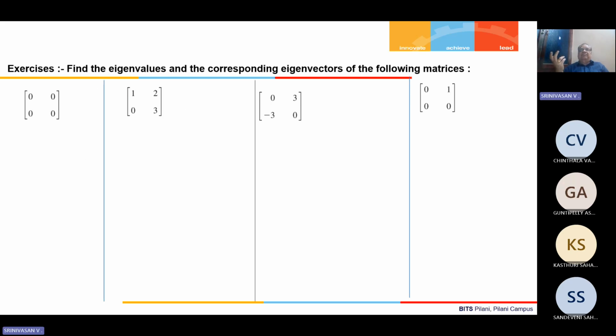So exercises: find the eigenvalues and the corresponding eigenvectors of the following easy 2 by 2 matrices.